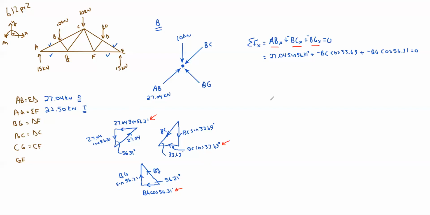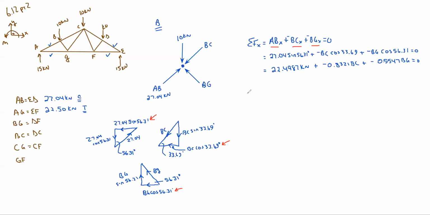That's where those came from. We can do a little bit of arithmetic, and eventually we get, all right, so by a little bit of arithmetic, I mean if we do the multiplication, this comes out to be 22.4987 kilonewtons plus negative 0.8321 BC plus negative 0.5547 BG equal to 0. Just kind of clean it up.